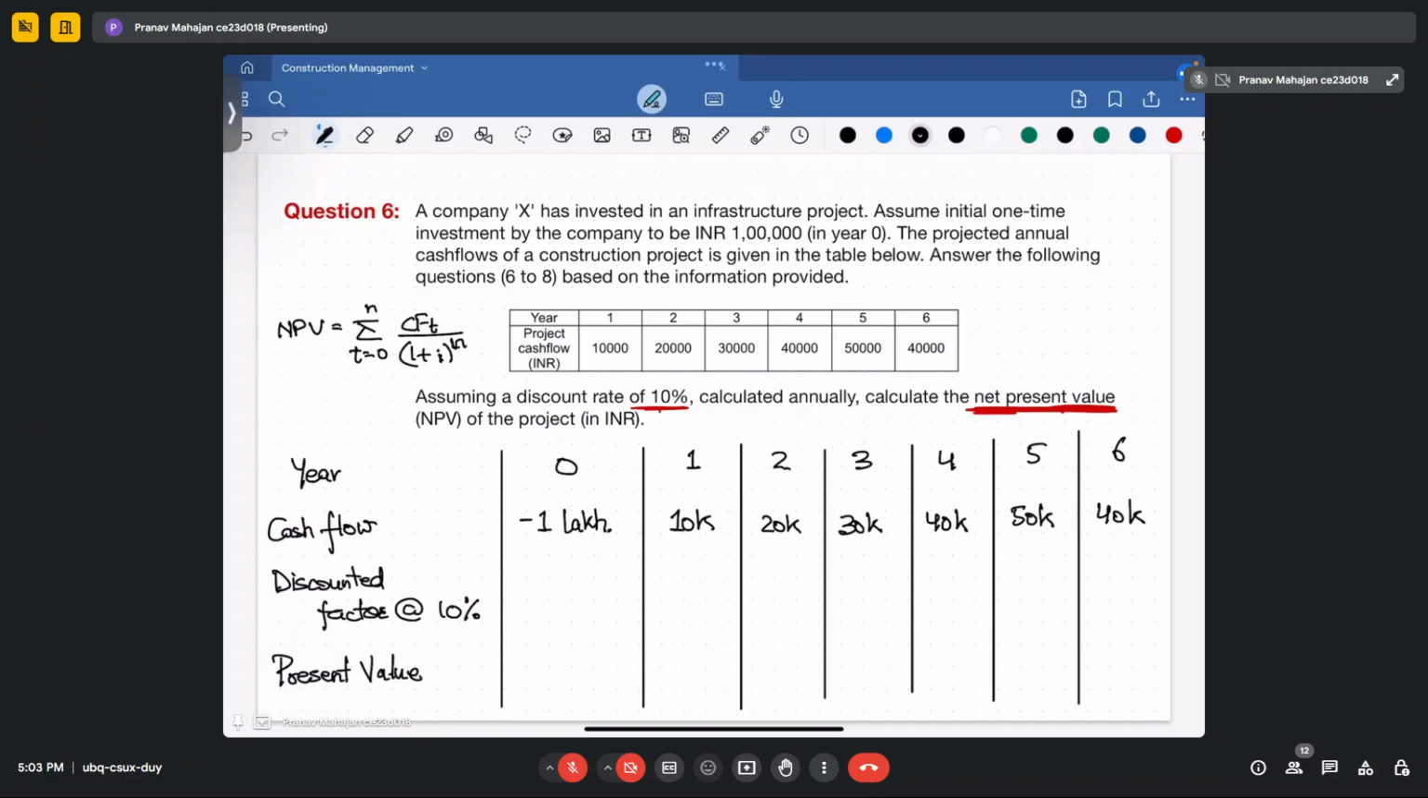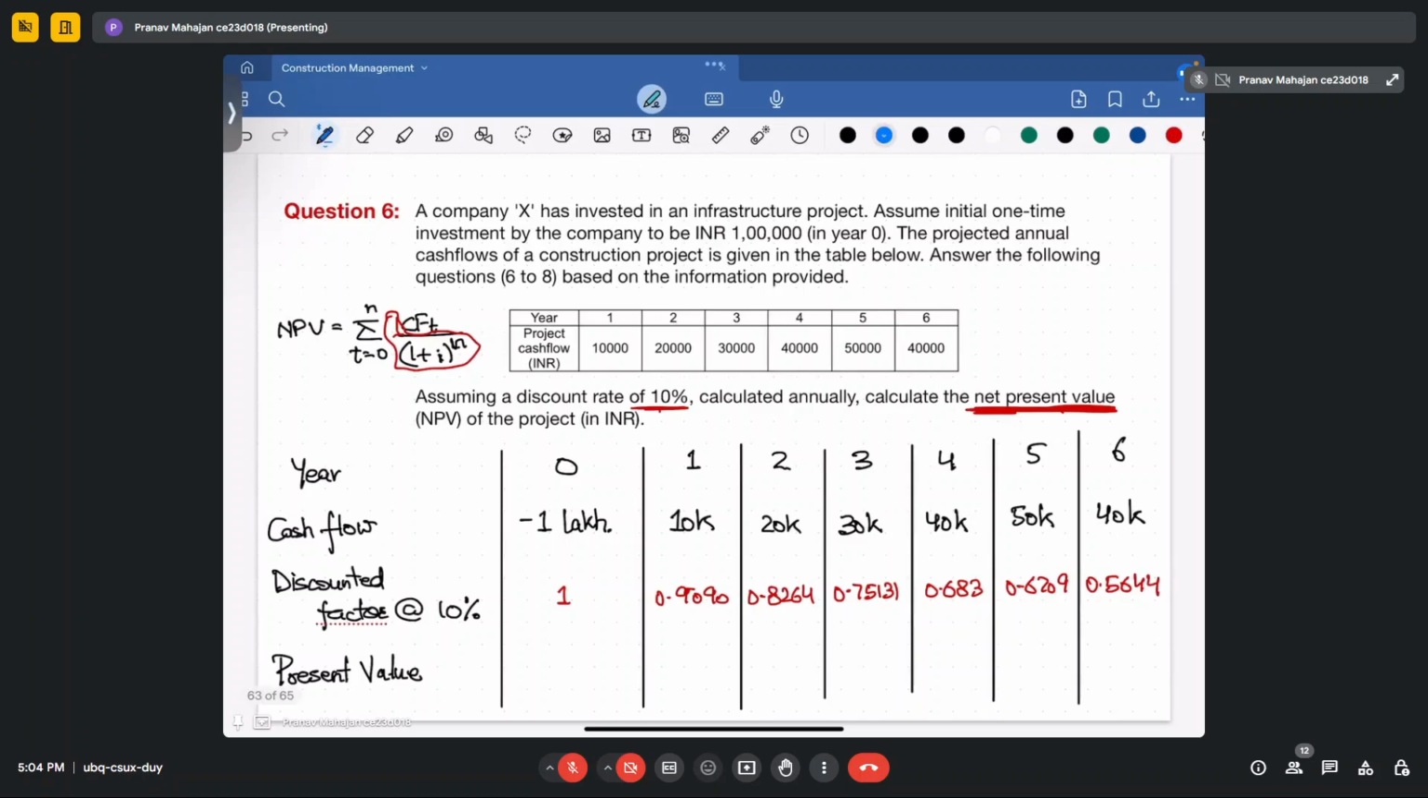Okay. Now you are required to calculate the discount factor. So your discount factor is 1 upon this factor. That means for the year 0, it will come out as 1 because anything to the power 0 is 1. Now this factor for the first year will become 1 upon 1.1, which is equal to 0.9090. For the second year, it is 0.8264. Third year, it is 0.75131. For the fourth year, it is 0.683. Fifth year, it is 0.6209. And for the sixth year, it becomes 0.5644.